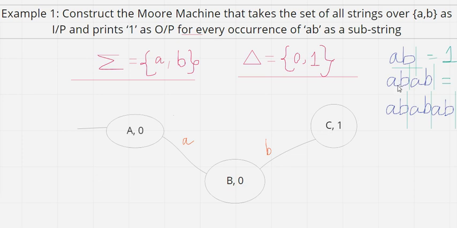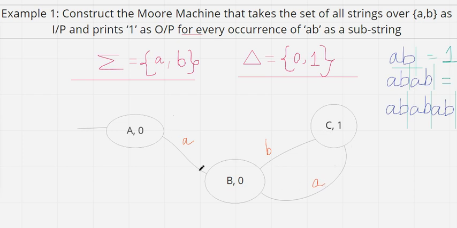Now suppose we want two ABs. Okay, we want two ABs. What to do then? I can take a loop from C to B, and what will this transition be? This transition will be nothing but A. I think it is clear.